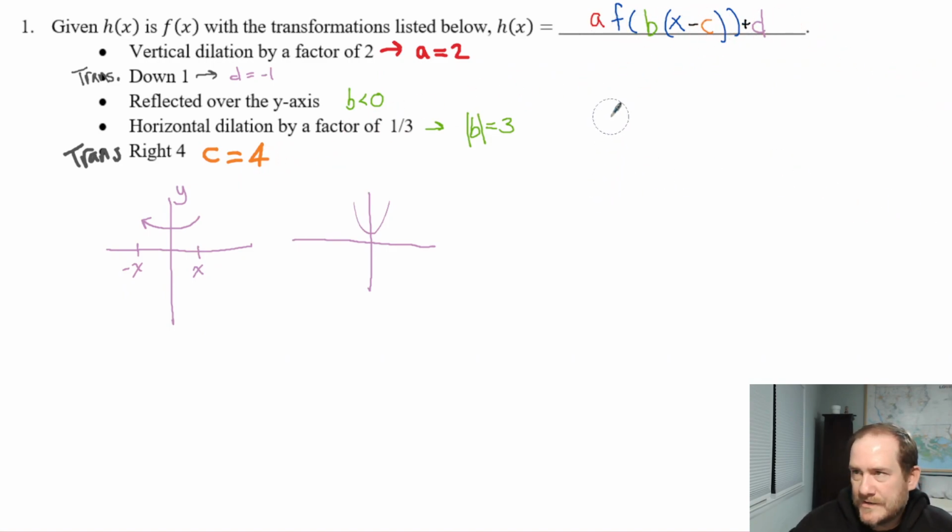Okay, that was a lot of time spent on a problem that you probably didn't really need all this time spent on, but your final answer should be to us that h of x is equal to 2 times the function f of, what did we just say? Negative 3 will be our b value times the quantity x minus 4. Close, oh, that 4. These 4s always come out weird on my tablet, sorry. 4. And then down 1, so minus 1 on the outside. But there it is.